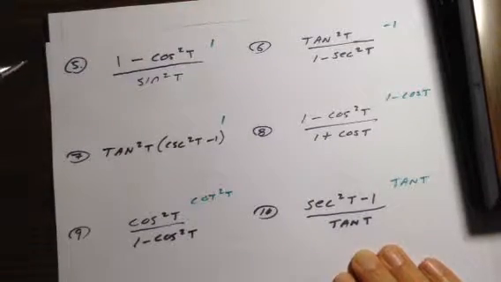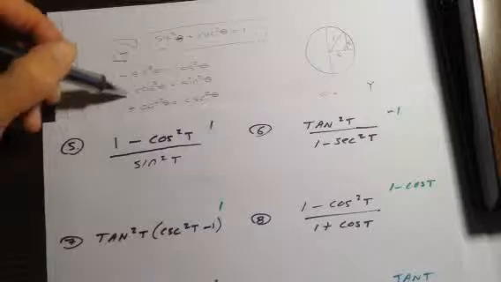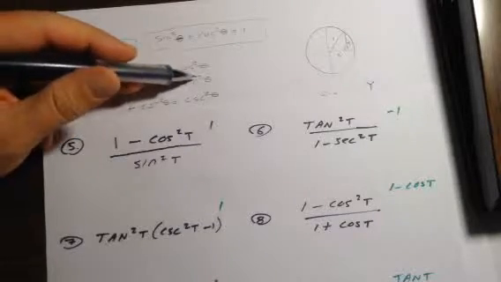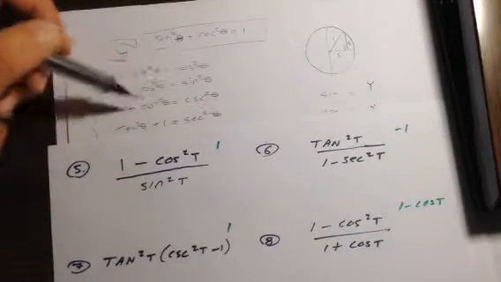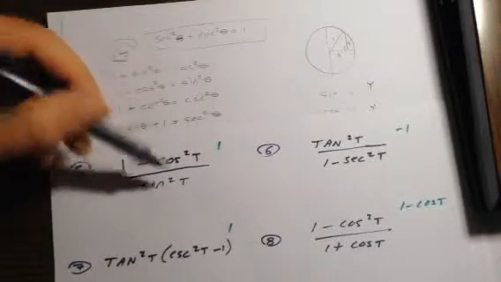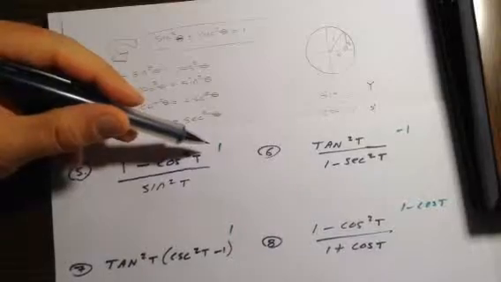So 1 minus cosine squared t. Now that, obviously, I'm going to even point to it. 1 minus cosine squared t equals sine squared t, right? So this right here is pretty obvious. It changes to, where am I? Sine squared over sine, just sine. Canceled right out, nothing to it.